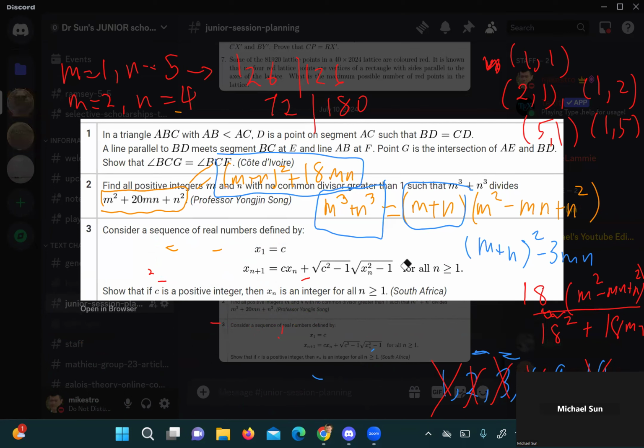Yeah, so if m plus n equals 9, right? And this is 9 times 9 squared minus 3mn, which divides into 9 squared plus 18mn. And we see that there's a 9 that cancels immediately. So it's actually 9 squared minus 3mn divided into 9 plus 2mn.